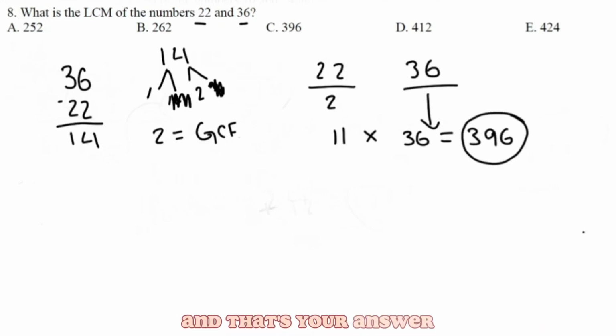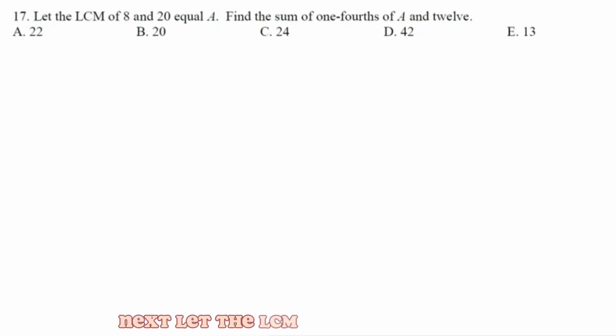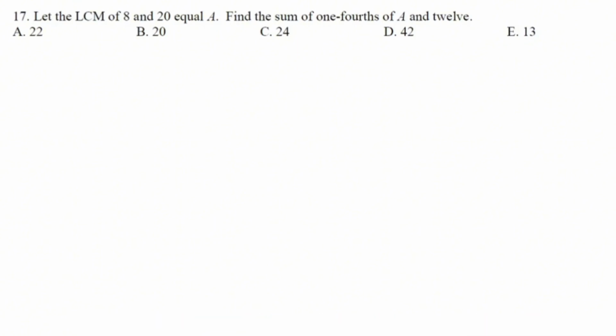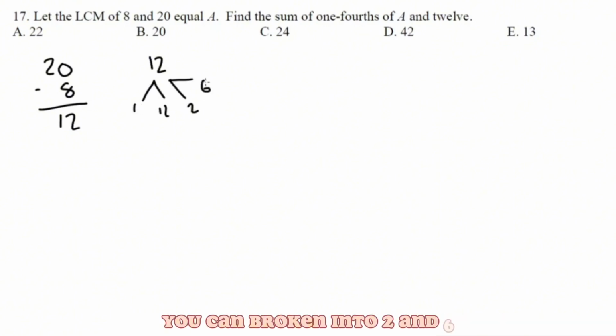And that's your answer. Next, let the LCM of 8 and 20 equal A. Find the sum of 1/4 of A and 12. Alright, so to find the LCM of 8 and 20, we need to find the GCF. So 20 minus 8 equals 12. Alright, so 12 doesn't go into 8 and 20, so we need to break it down. So 12 can be broken into 1 and 12, 2 and 6, and 3 and 4.